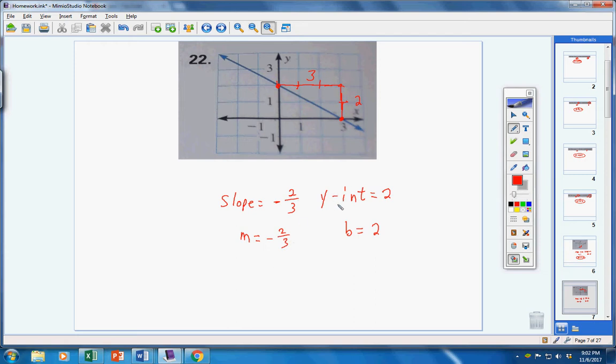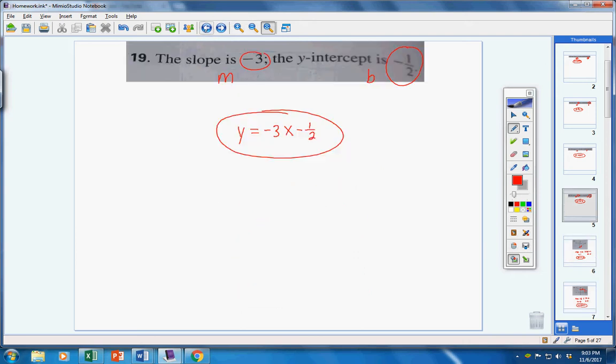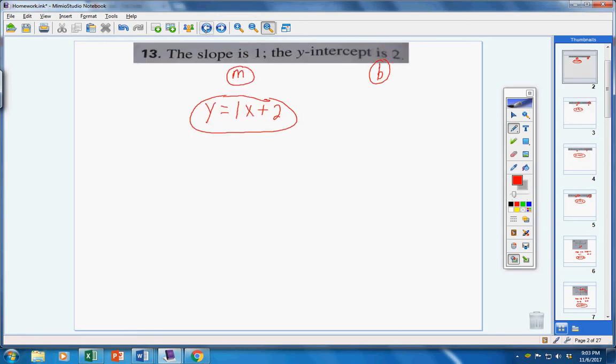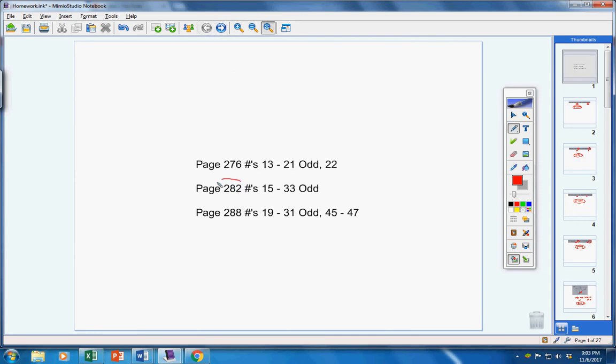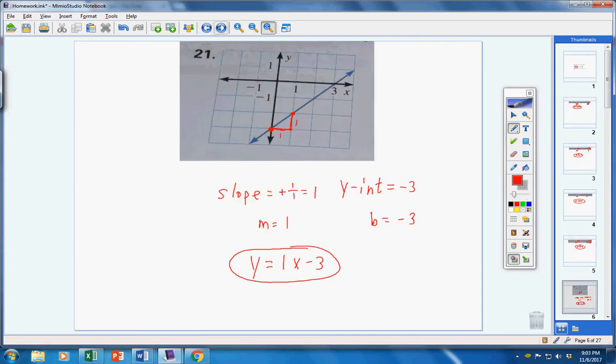So you're given the y-intercept, you're given the slope, so the linear equation would be y, then equals, then my slope, then the variable x, and then my y-intercept, which is positive 2. And there we go. We wrote a bunch of linear equations when given the slope and the y-intercept. Alright? Okay, moving on to page 282, number 15.